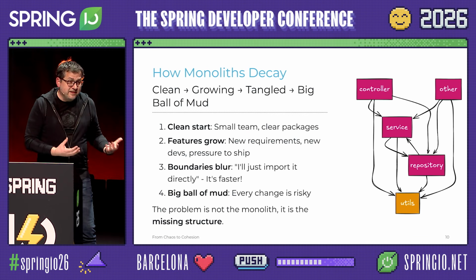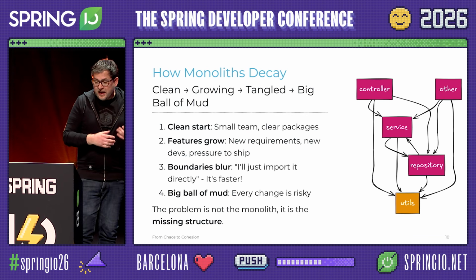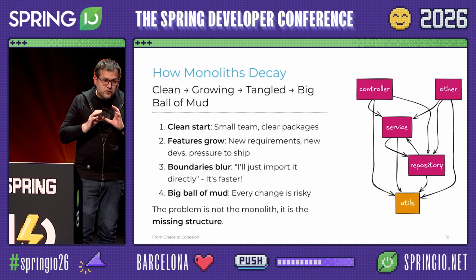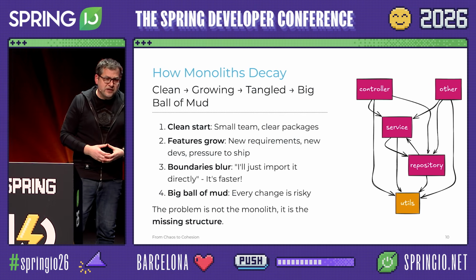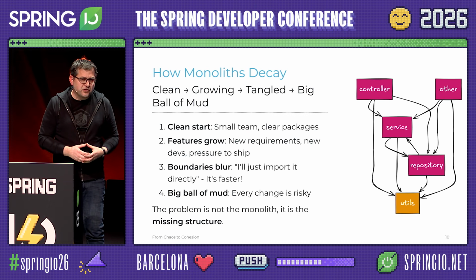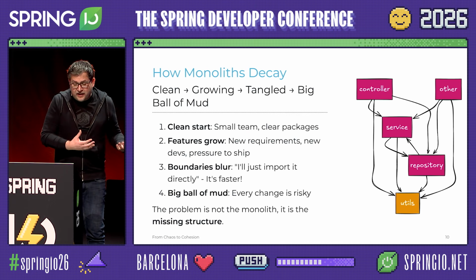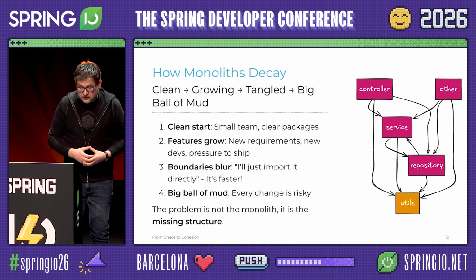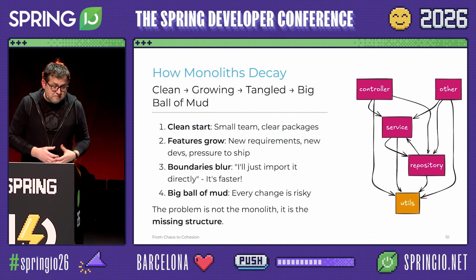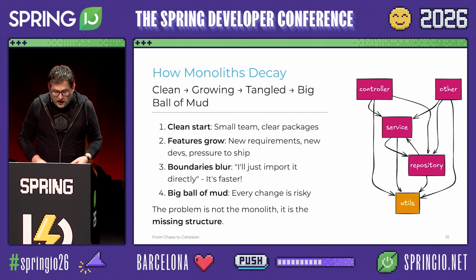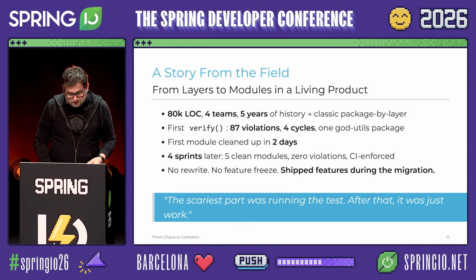And that means in the end, as soon as you try to touch some of the code base, it's already risky. You don't want to touch it anymore because you don't know what's going to break, right? So actually the problem is not the monolith, it's the missing structure. And I'm sure many of you, or probably all of you, have been there.